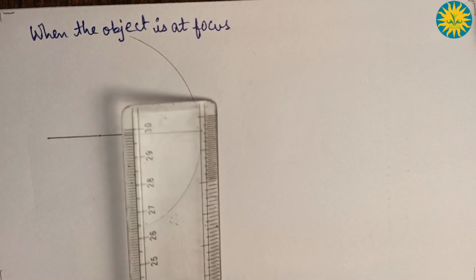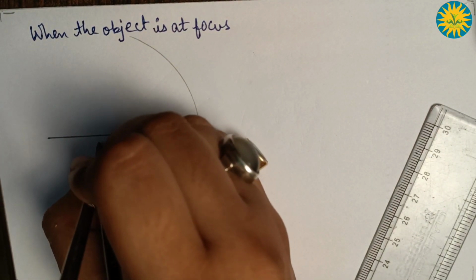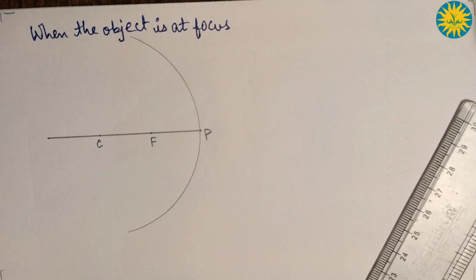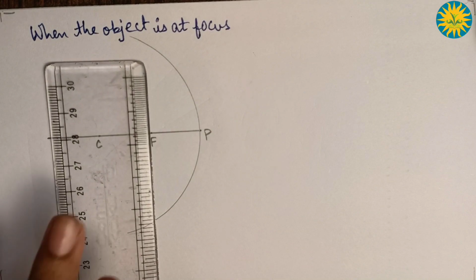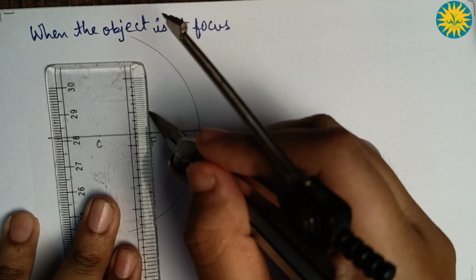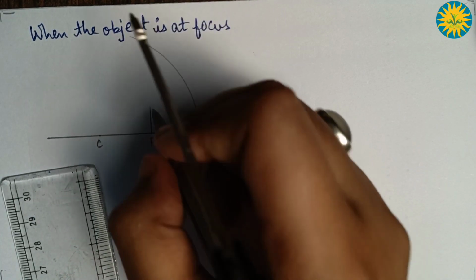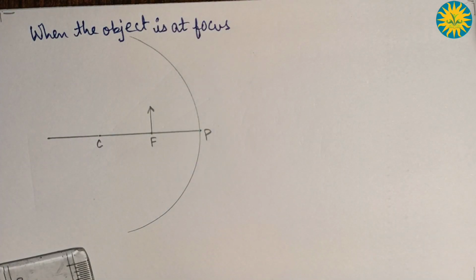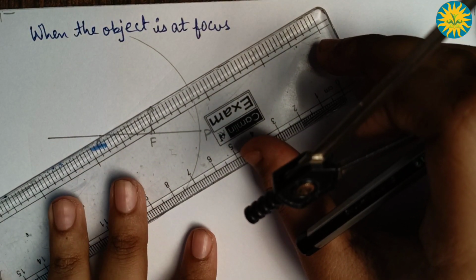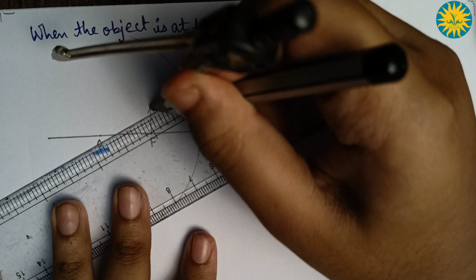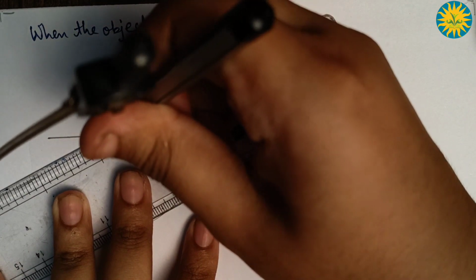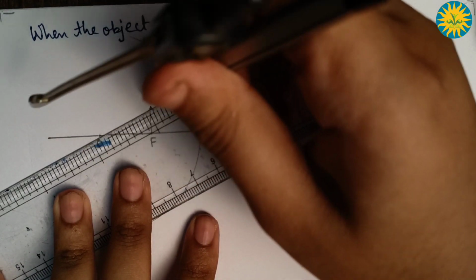So we have got our center of curvature and focus. This is our pole. Now the object is at focus. We will draw the object at the focus. This is our focus, and this will be our object. Now see the arrowhead that denotes the top or head of the object. Now the first incident ray will pass through the center of curvature. Just see, we will draw the first incident ray which is passing through the center of curvature.